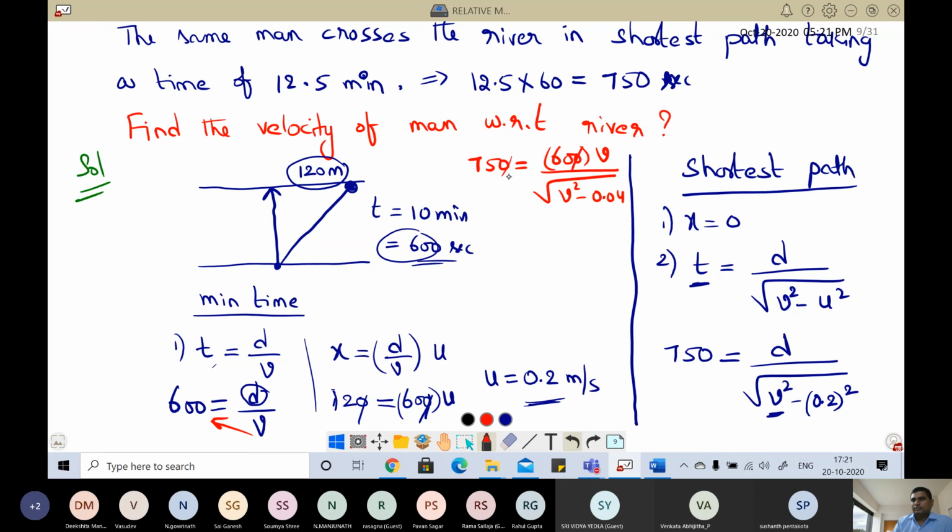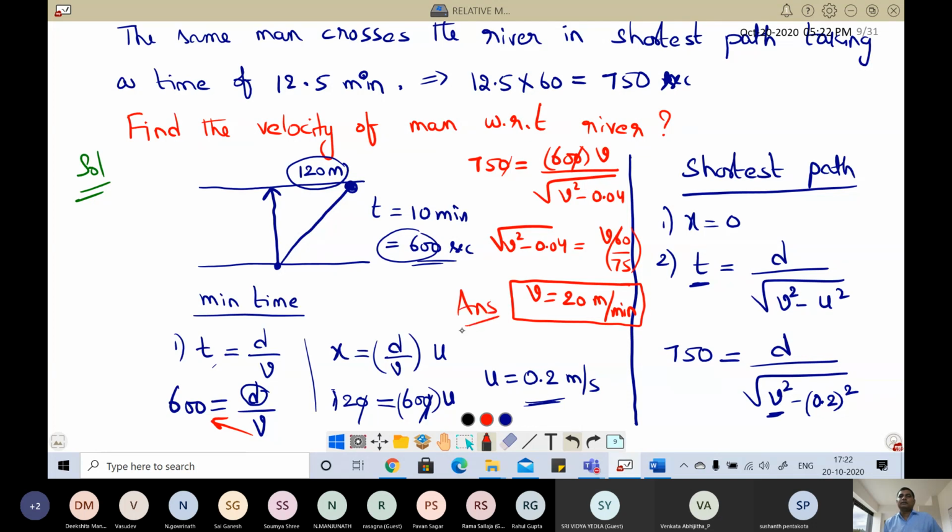Correct or not? Here 600 will get cancelled, and then squaring on both sides, first v square minus 0.04 is equal to v into 60 by 75. Correct? 60 by 75. Now if you square on both sides, you will get v square, and if you calculate this one, you'll get the answer. That answer is equal to 20 meters per minute, because they gave in terms of minutes. Finally, we should express in terms of minutes. This is the final answer.